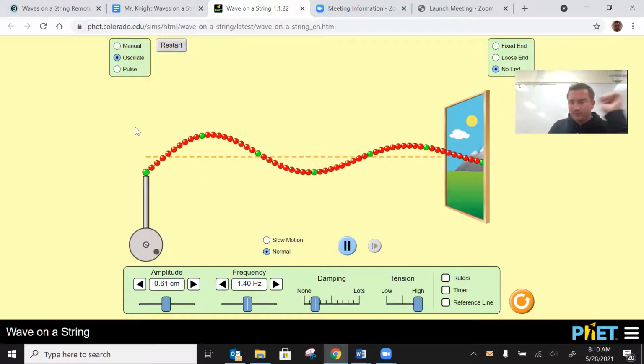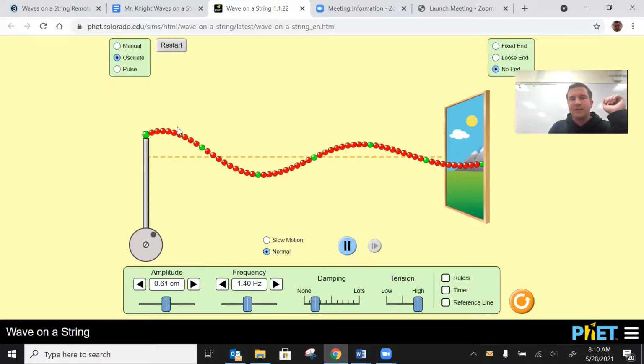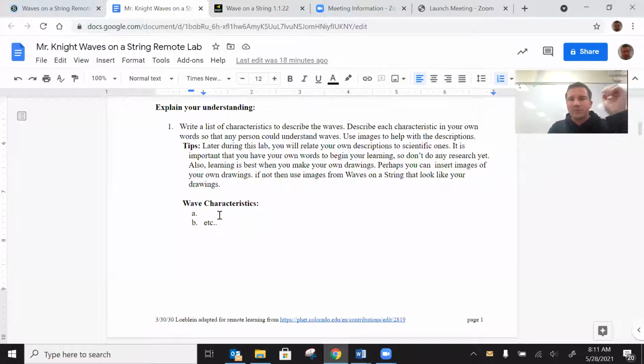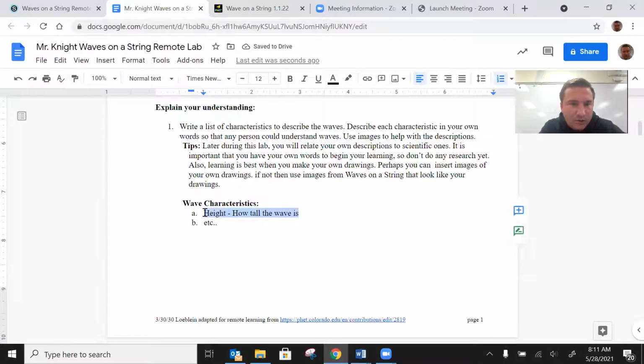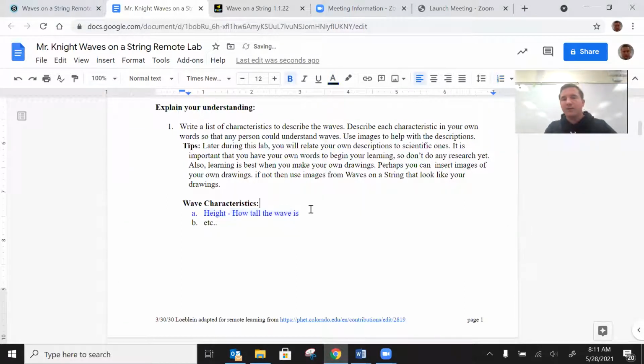So looking at this wave, right? The first thing that I see is the wave is a certain height, right? So I think one of the first descriptions I'm going to use as a wave characteristic is going to be height, right? How tall the wave is. I should probably use a different color. Let's use blue. So I've got a characteristic there, right? My characteristic is height, which tells me how tall the wave is. Easy first definition, right? Let's talk about another thing.